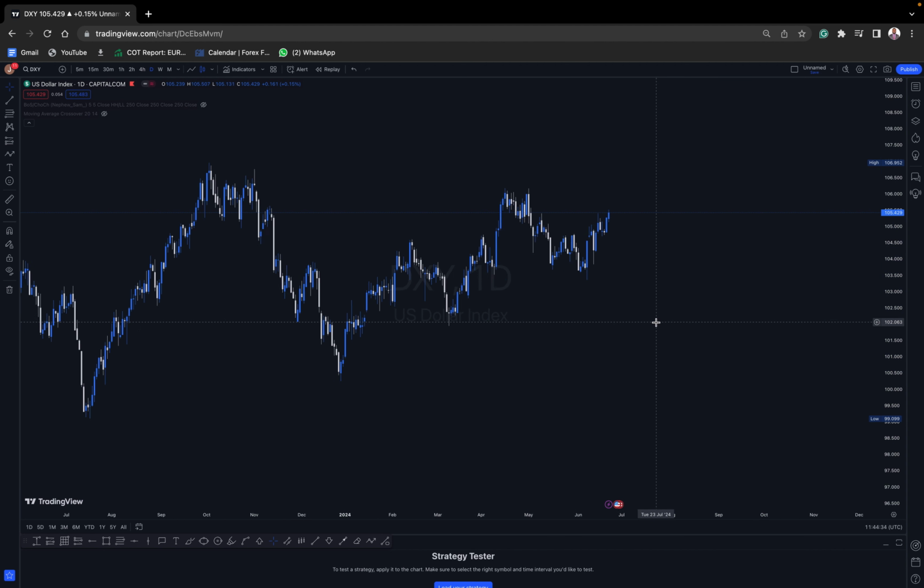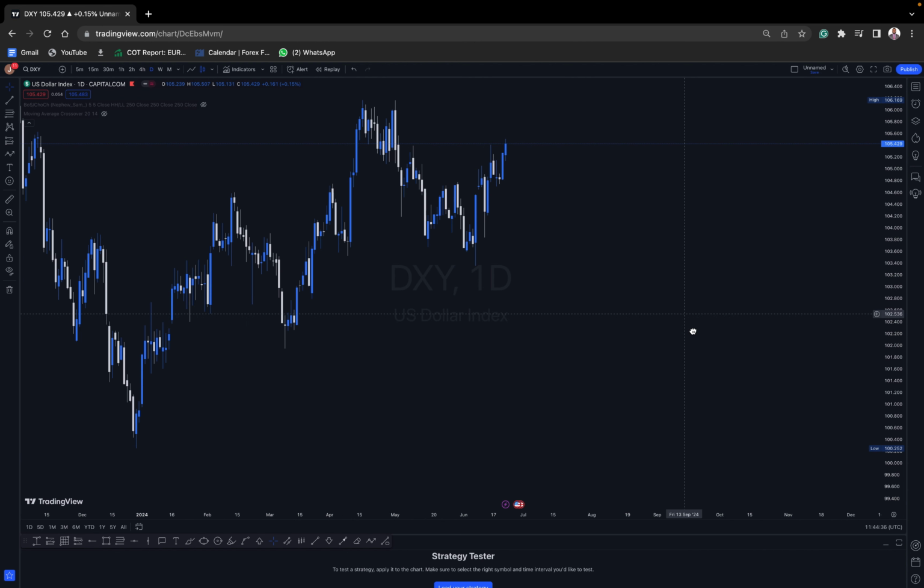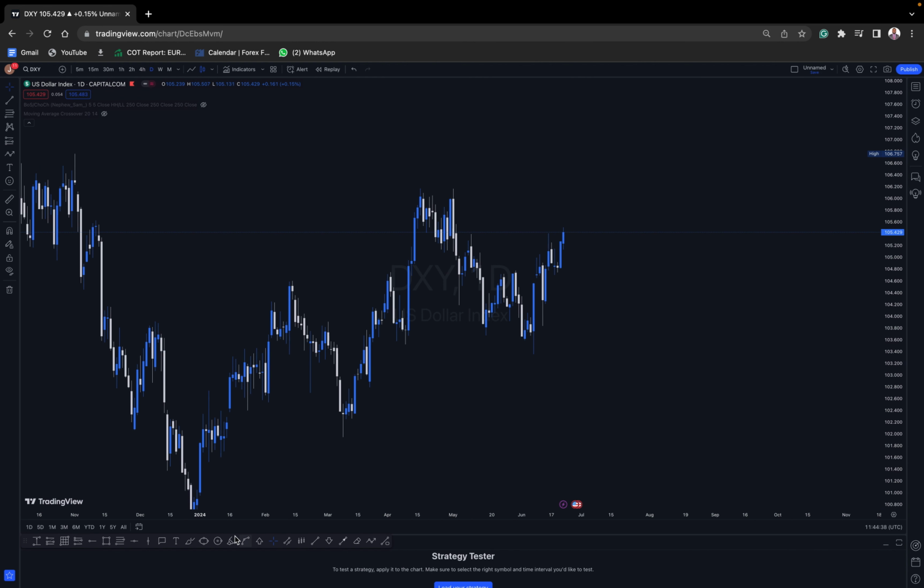dollar index, right? So now if we want to zoom in to mark our recent structure point, we will notice that this is going to be our high here on the dollar, and this is going to be our low here on the dollar, right? In terms of swing high.